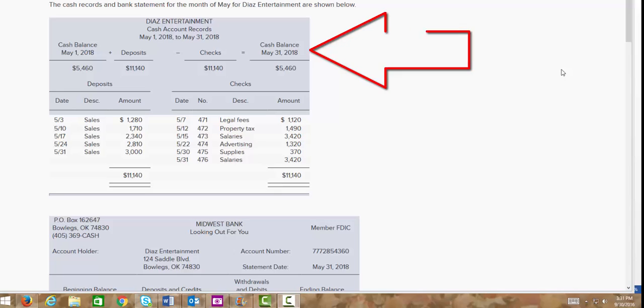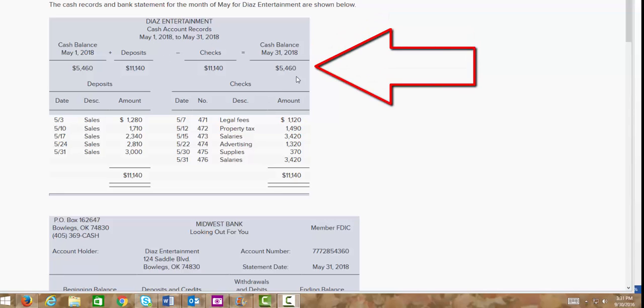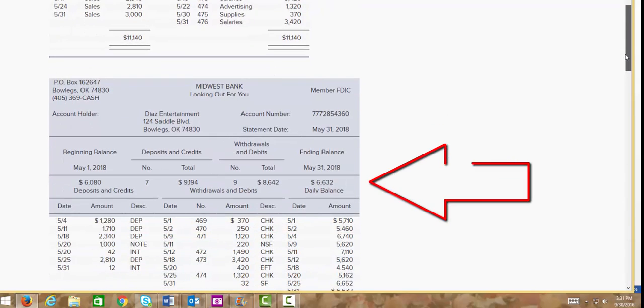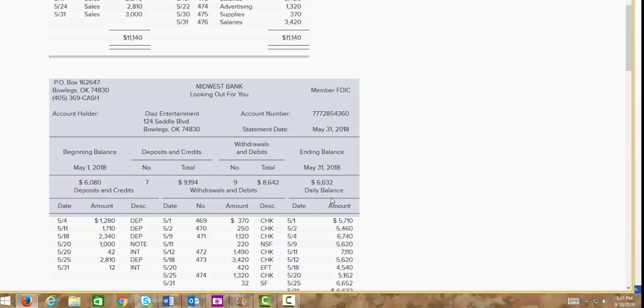So we have a point in time where we are pulling the cash balance and the bank balance. You can find the company balance on this problem right at the top under the Diaz Entertainment record where it says cash balance May 31st, 2018, 5,460, and I've written that on the whiteboard. And then you can find the bank balance if you scroll down again in the top kind of right middle section above where it says daily balance. It's going to say $6,632, and I've written that on the whiteboard.